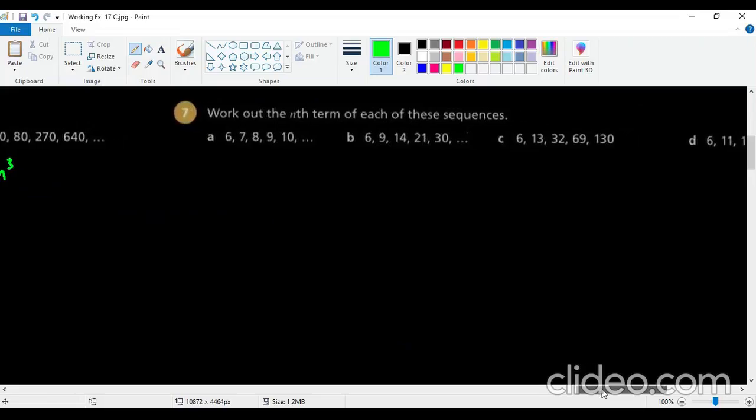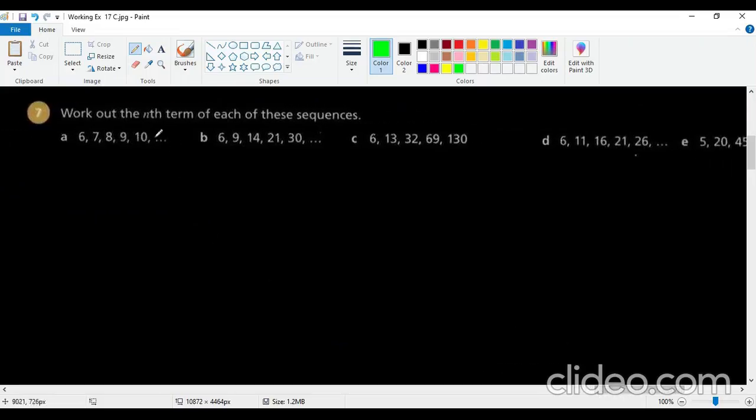Now comes question number 7. Work out the nth term of each sequence in here. 1 is the number n, and to make 1 a 6, you need to add 5 to it. Okay, now the next one is 6, 9, 14, 21, 30. So in here, this is a square of 1. To make it 6, you need to add 5 to it. So this is going to be the term rule for this. In here, it is n cube, and n cube plus 5 is going to make it a 6.